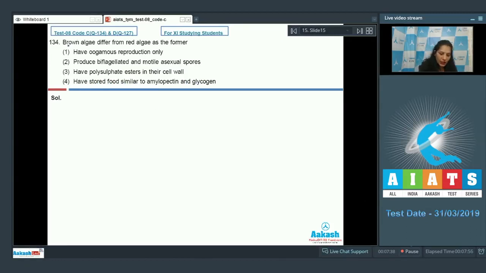How do brown algae, or the Phaeophyceae, differ from the red algae, or the Rhodophyceae? In having oogamous reproduction only? No, oogamous reproduction is shown by red algae also. So in this feature, brown algae cannot differ from red algae.